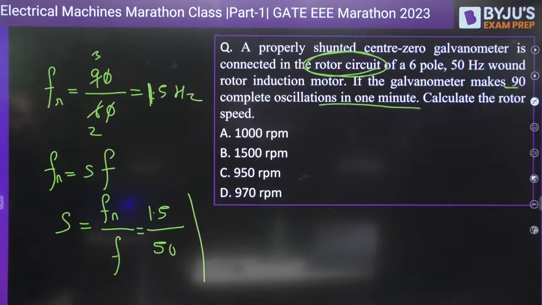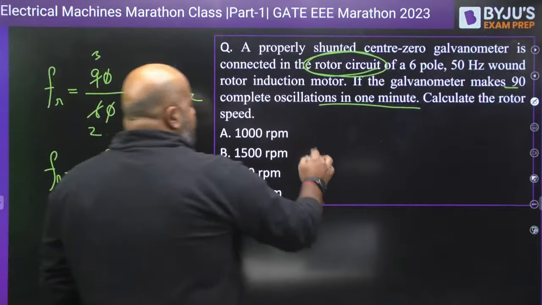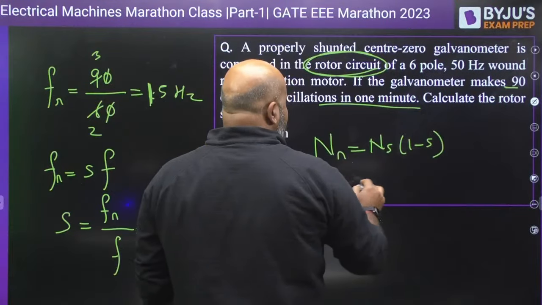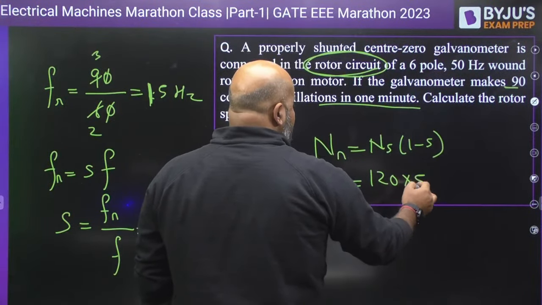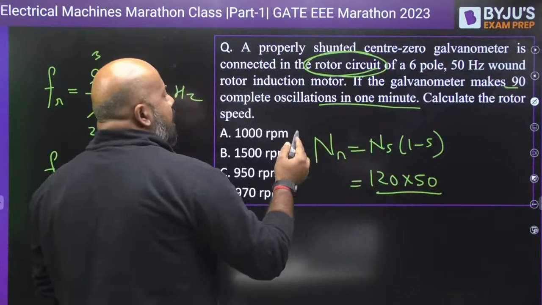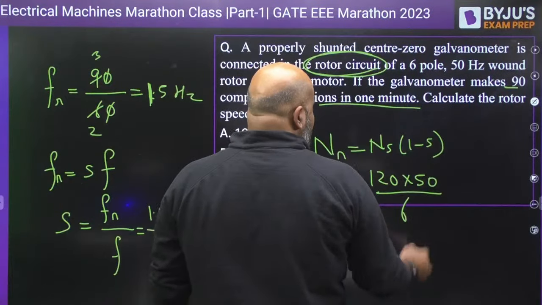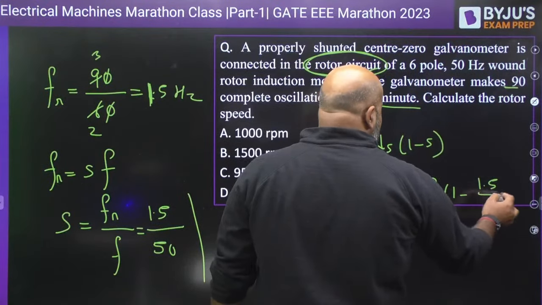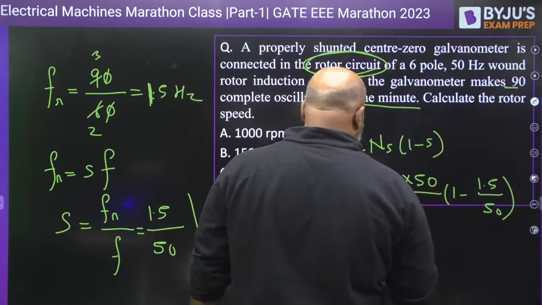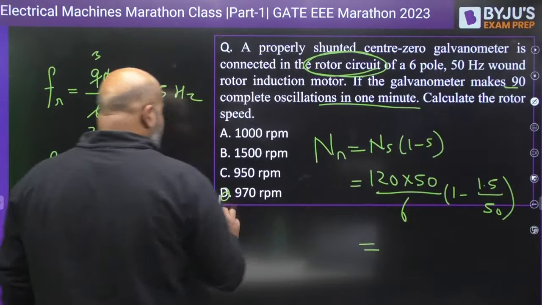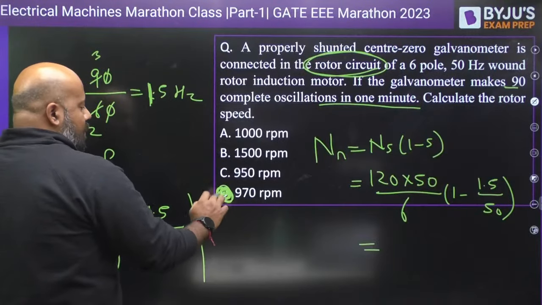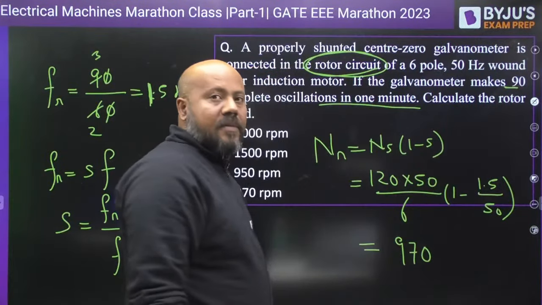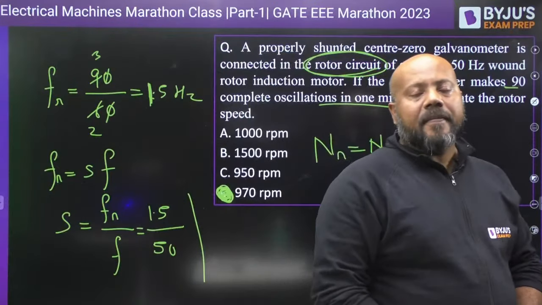The moment you have slip, you can find the rotor speed. Rotor speed again you can write as Ns (1 minus S). What is Ns? 120 F upon P. Frequency is 50, number of poles this time are 6. 1 minus slip is 1.5 upon 50. So if you solve this, I think you must be getting D, 970 RPM. Is it clear, everybody? You must be getting 970 RPM.